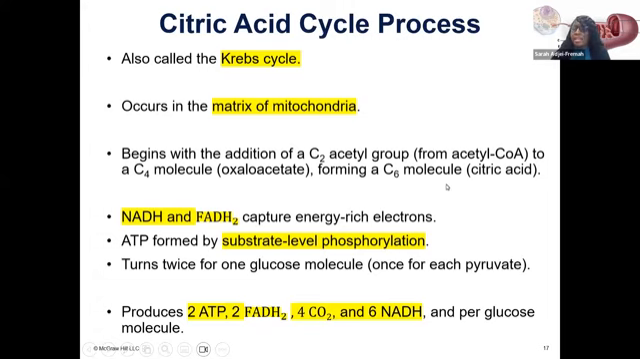And the citric acid can now be further broken down through 8 enzymatic steps to generate for us 4 key end products. So you're going to have 6 molecules of NADH, 4 molecules of carbon dioxide, 2 molecules of FADH2, and just 2 ATPs being produced during the citric acid cycle. So when you think about the fact that we breathe in oxygen and we breathe out carbon dioxide, the majority of the carbon dioxide that we are breathing out is actually coming from the citric acid cycle.